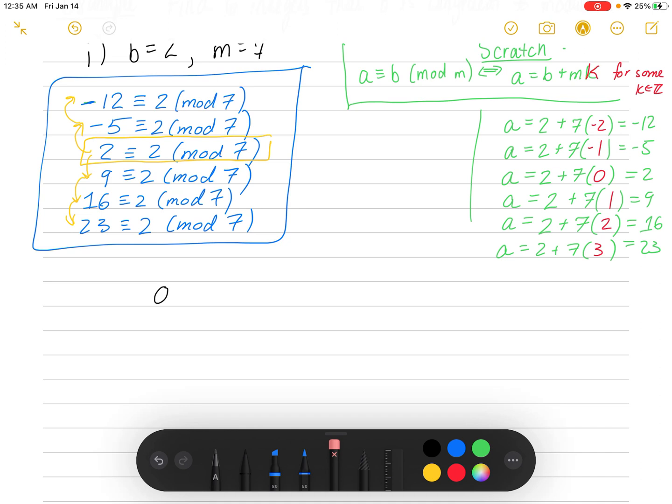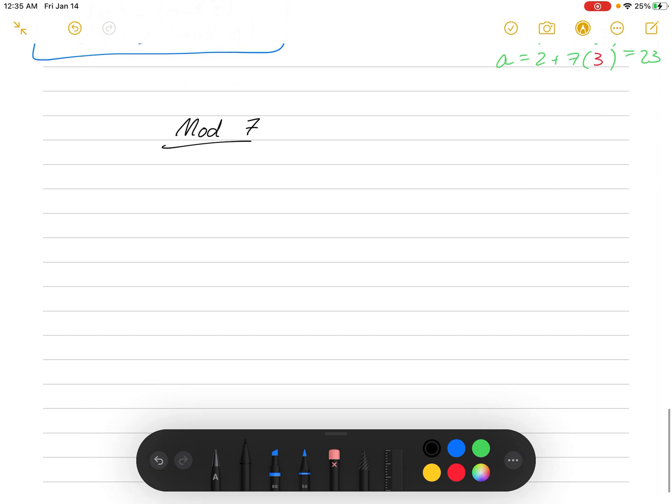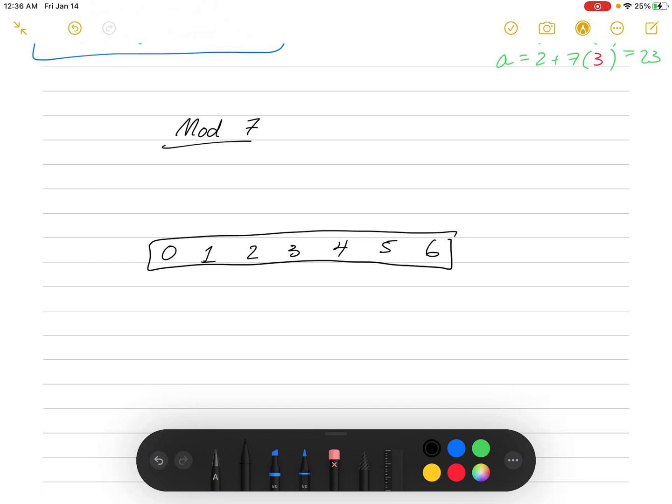Let me make more space here. I'll call this mod 7, a table for mod 7. It's a number system, mod 7. So we'll start off with 0, and then 1, 2, 3, 4, 5, and then 6. So this is the mod 7 number system: 0, 1, 2, 3, 4, 5, 6.